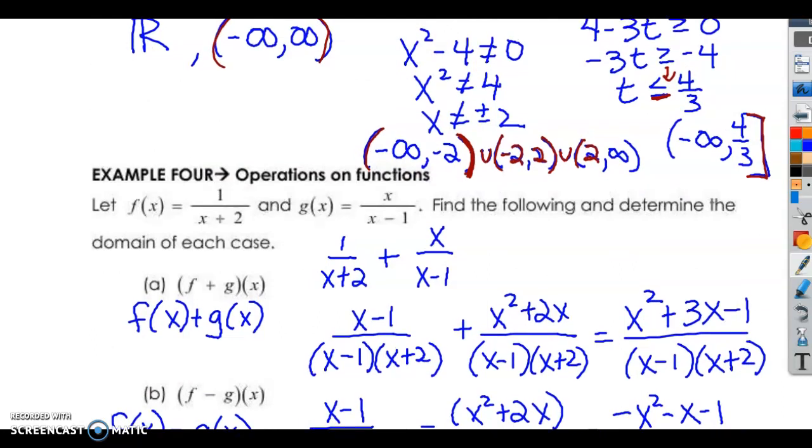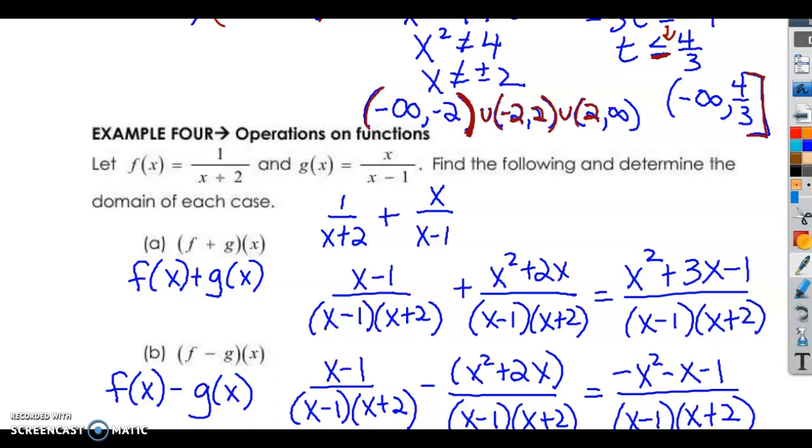And we are almost finished. So operations on functions. Now we have two different functions. We've got an f of x and we've got a g of x, and we're going to combine them based on what the problem says. So sometimes they ask us to add them. So this just means f of x plus g of x.